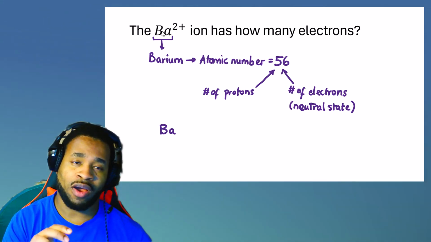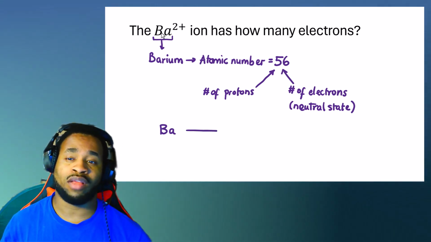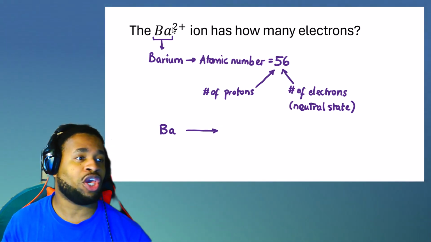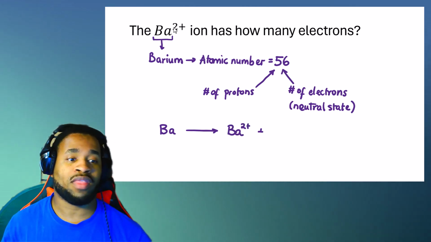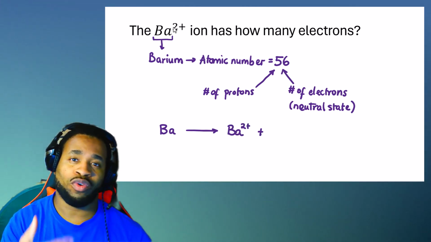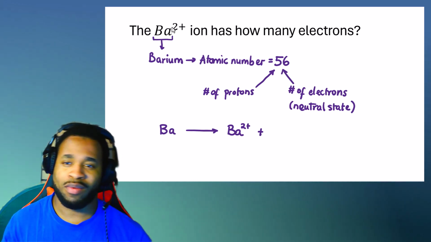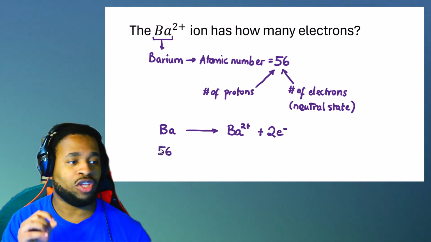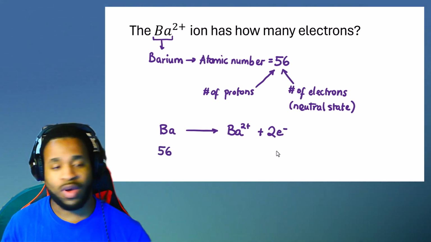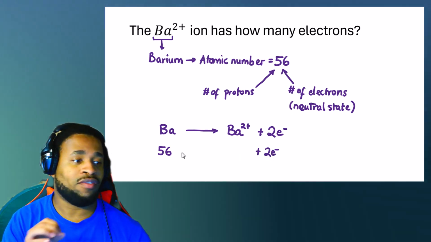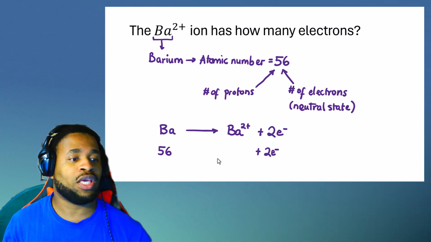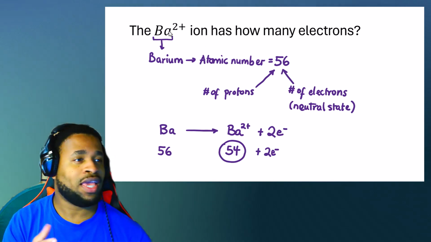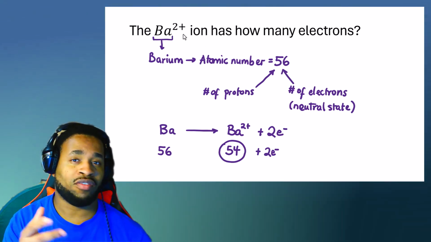But in this question, we are going from beryllium in its neutral form, and it is going to be losing what? How many electrons here? 2 electrons, because the oxidation number here is 2+. So when you do the math, starting at 56 for the neutral state, it loses 2 electrons, and that results in 56 minus 2, which gives you what? 54 as the number of electrons present in the beryllium 2+ ion.